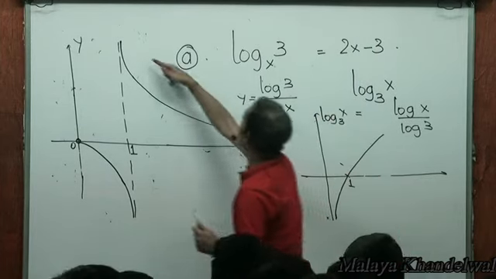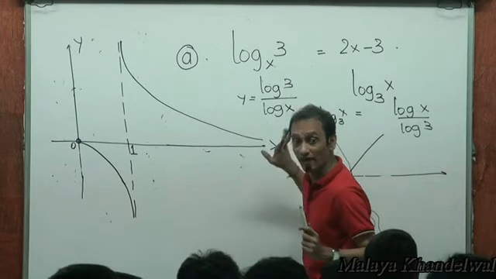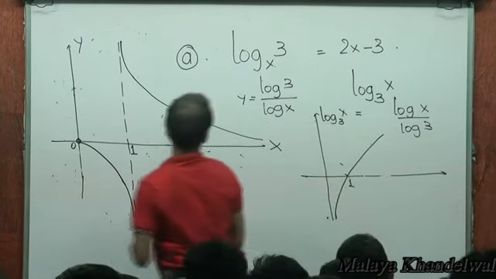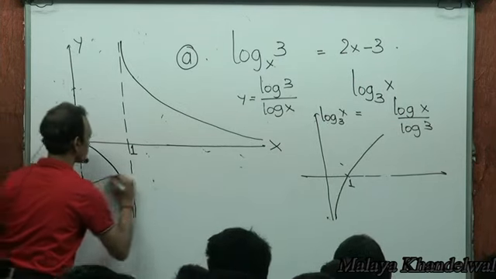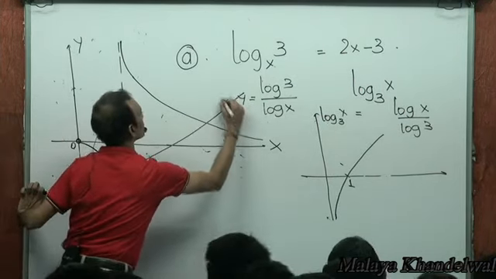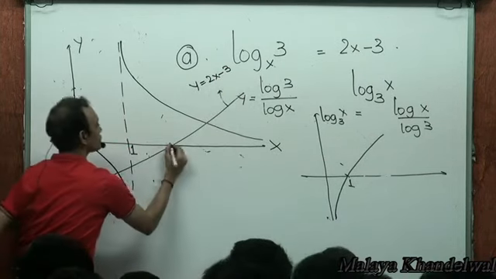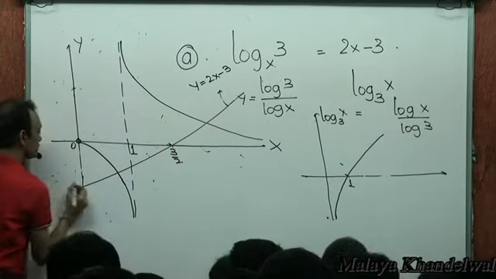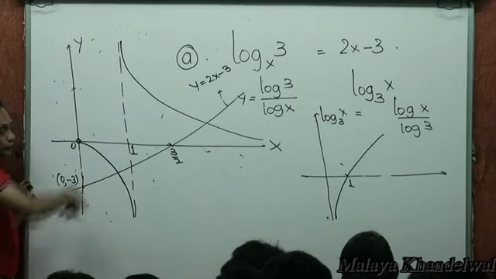Now, this is the graph of y equal to log 3 to the base x. Right? Y equal to 2x minus 3 would be this. This is y equal to 2x minus 3. At x equal to 3 by 2, y becomes 0. This is 0 comma minus 3, the y intercept, slope 2.